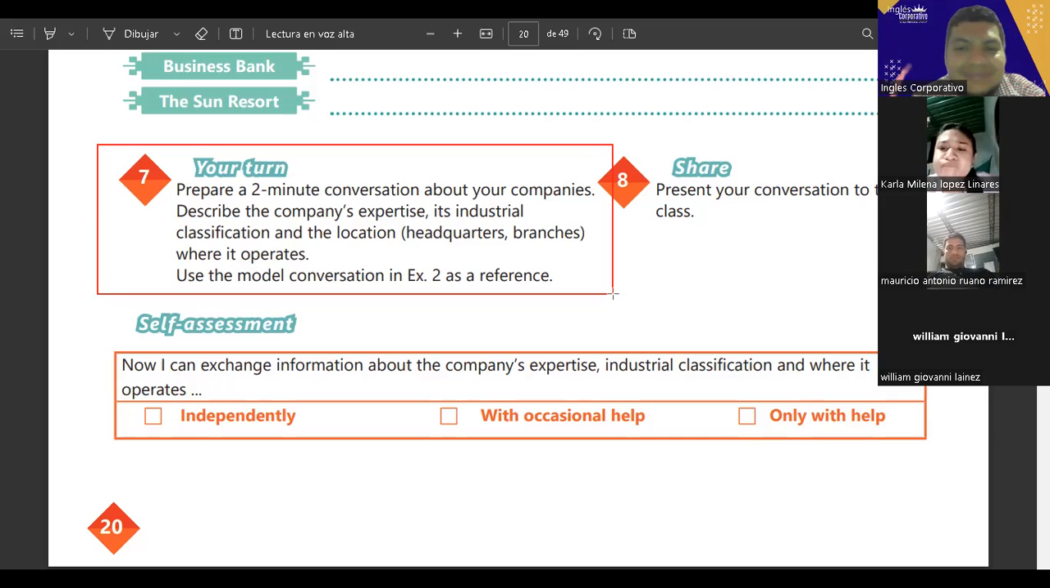Supermarket. It's a supermarket. Very good. So, it's a supermarket. Entonces, ahí la oración quedaría de la siguiente manera. Let me check the chat right here. So, Super Selectos is a supermarket.